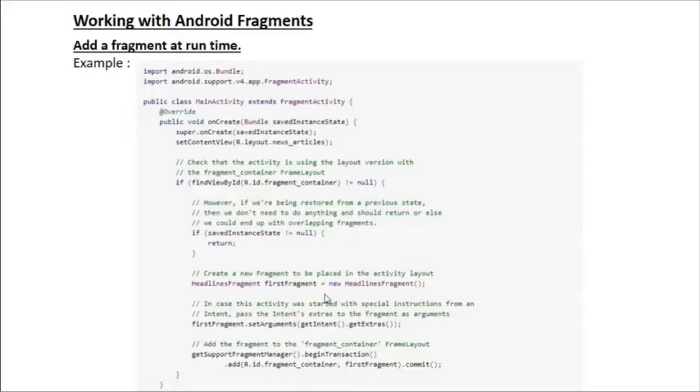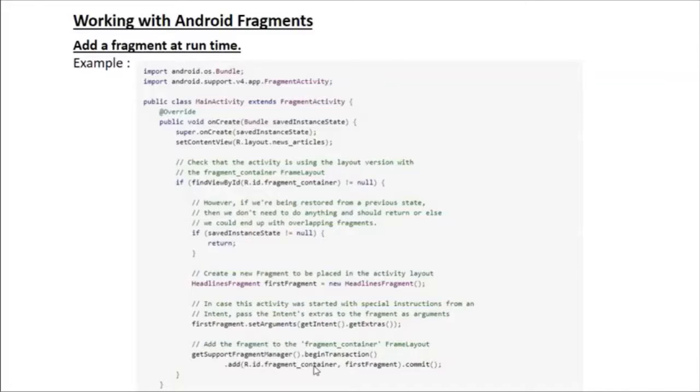And here we create the object of the fragment. Here the fragment name is HeadlinesFragment. Here we have to add some data to the fragment. We have to pass some arguments to the fragment. So we get the extras of the intent of the activity, and we set it on the fragment object by using the setArguments method. And finally we can add the fragment to the container.